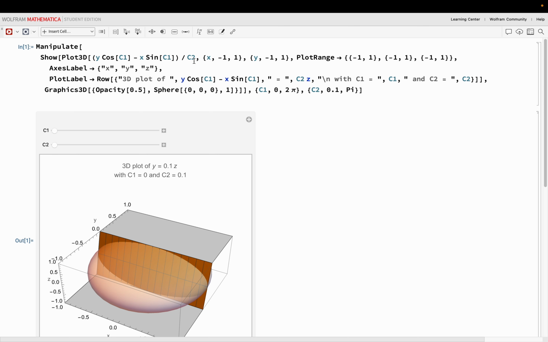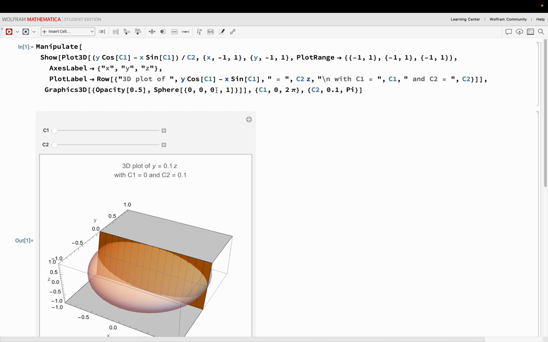divided by c2, and I'm varying x from -1 to 1, y is also -1 to 1, because I'm taking the sphere of unit radii. Then the variation of x will be -1 to 1, and y will also be -1 to 1. And this is the equation of a plane.